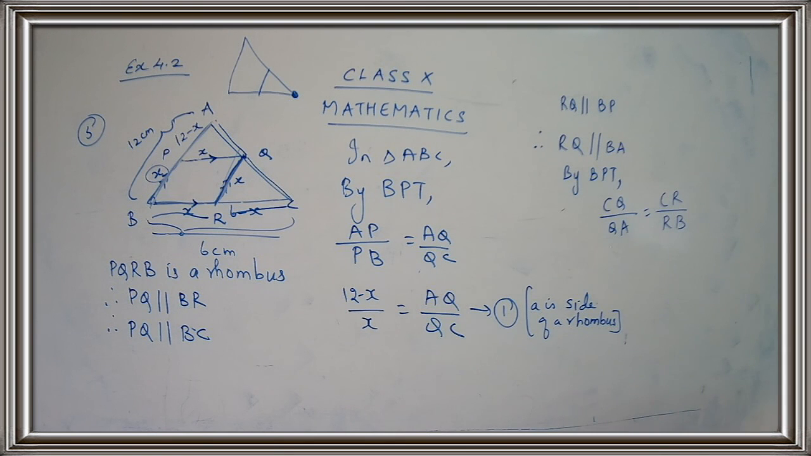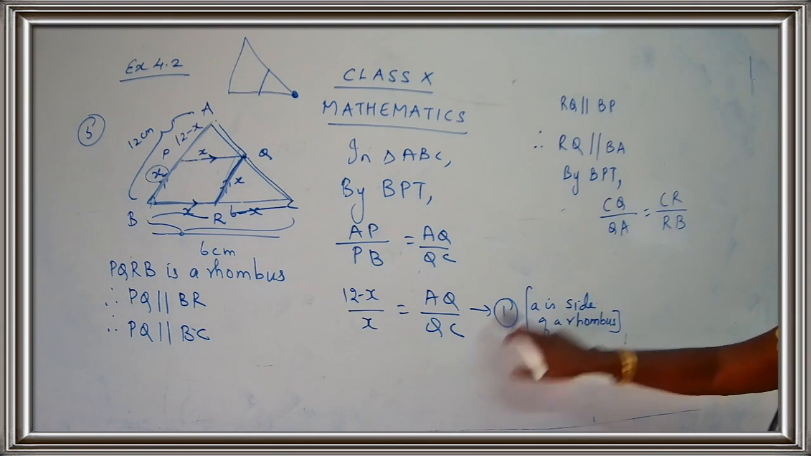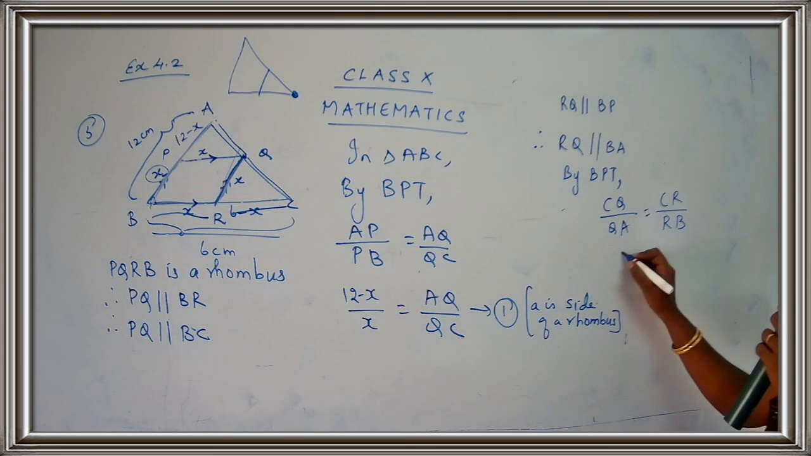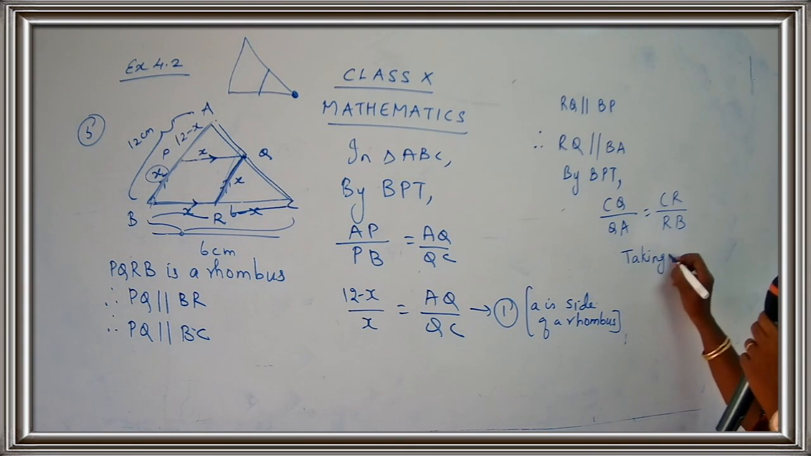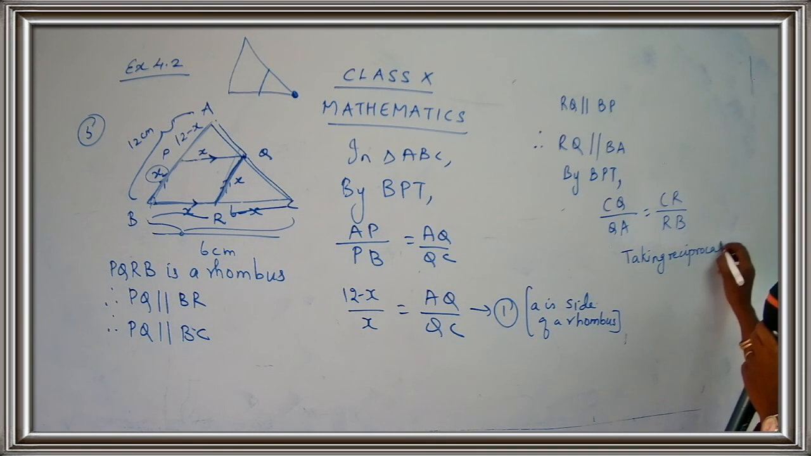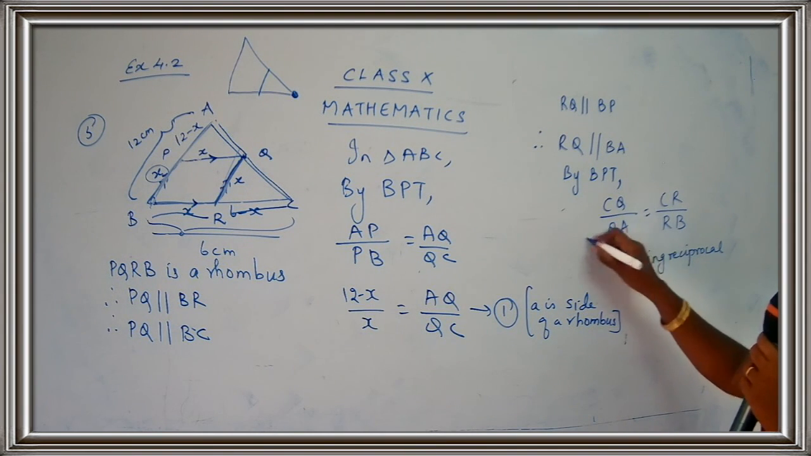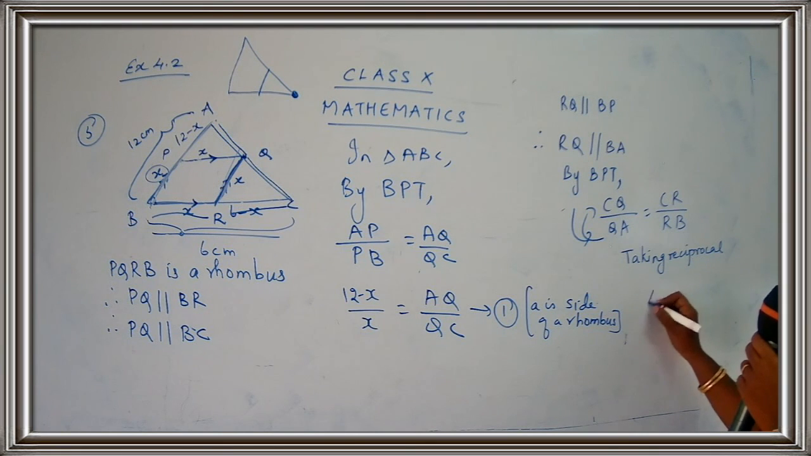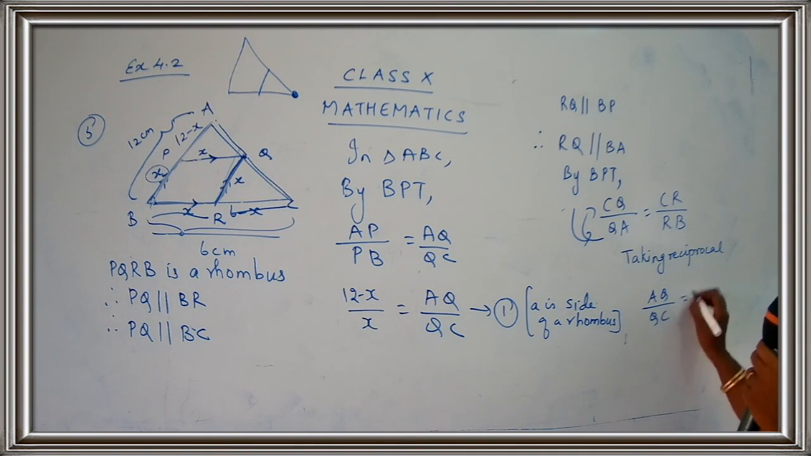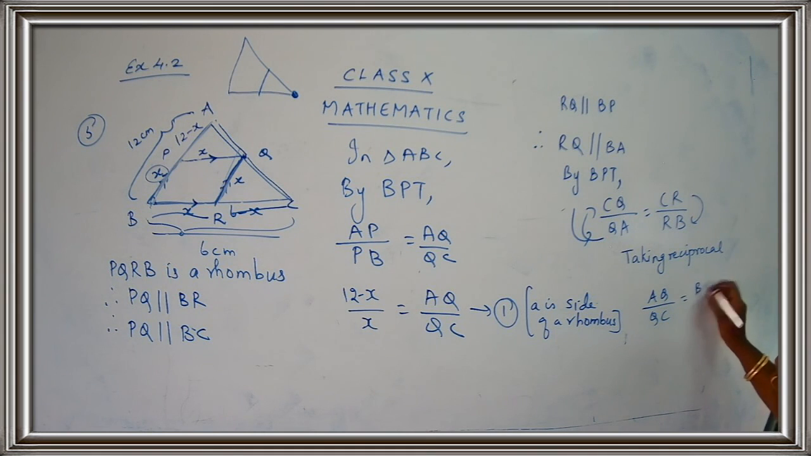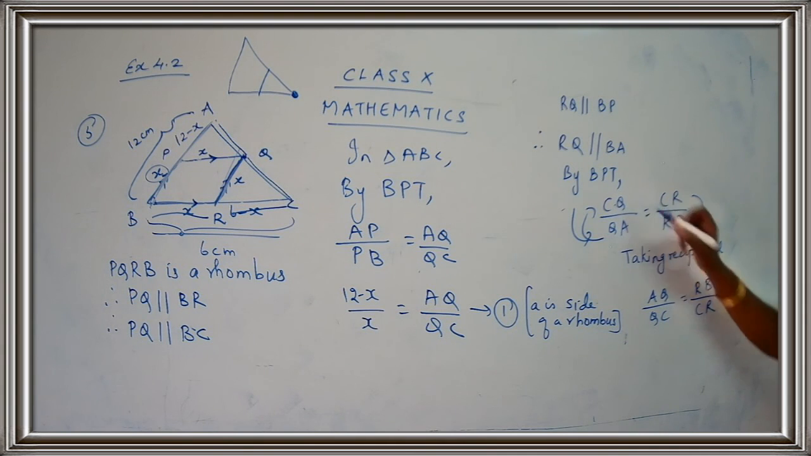So what are we going to do? CQ means QC and QA means AQ. So taking reciprocal, this will get interchanged. So AQ upon QC is equal to RB upon CR. The QA I have written in terms of AQ, okay children? And CQ I have written as QC. This is equal to RB upon CR. This is the ratio I have got.